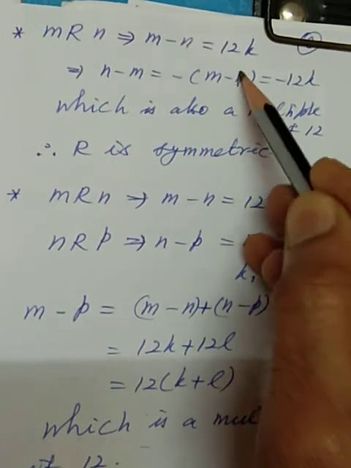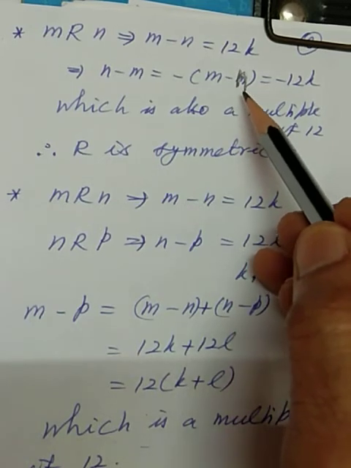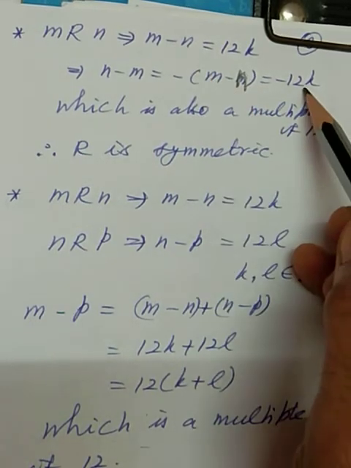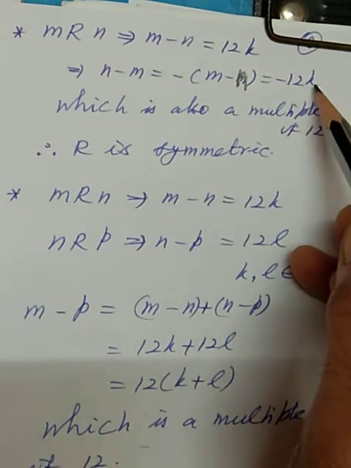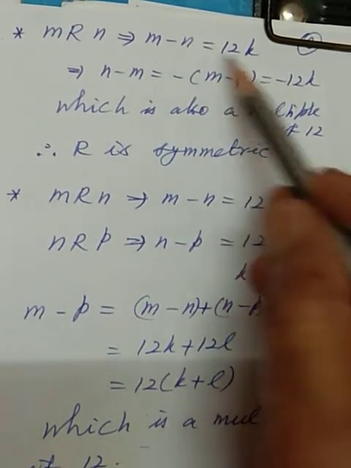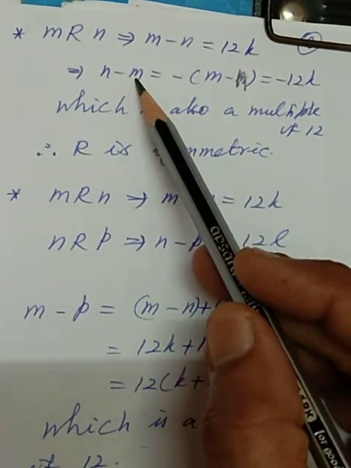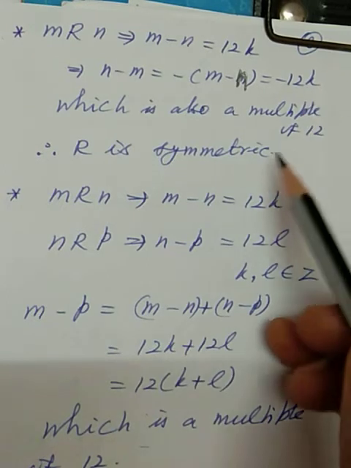Here it is n, not m. So m minus n is 12k, so here there is a minus, so minus 12k. Therefore if m minus n is 12k, then automatically n minus m is minus 12k.